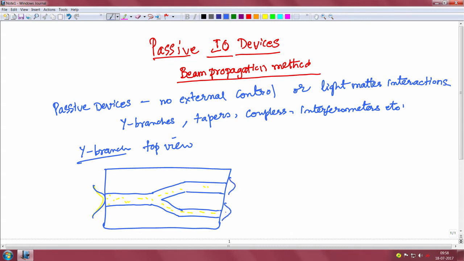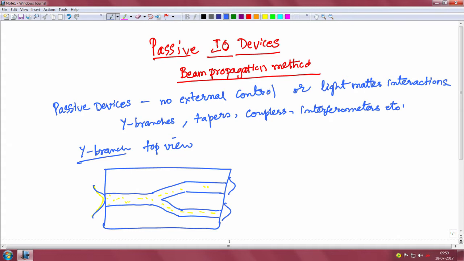There are many other uses of this Y branch. For example, Y branches are needed not only to divide the power across output ports, we can also use them to split the modes. When you are talking about more than one mode propagating in the waveguide, we can think of splitting the modes and so on and so forth.